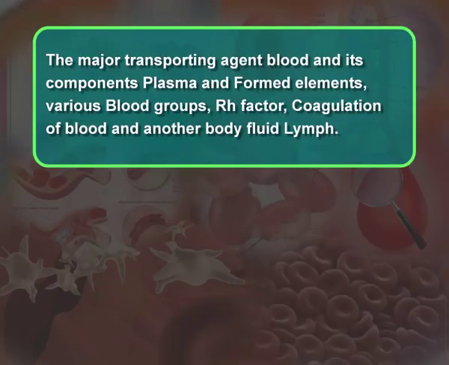We have talked about the major transporting agent blood and its components plasma and formed elements, various blood groups, Rh factor, coagulation of blood and another body fluid, lymph. In the next lecture, we shall discuss about the human circulatory system in detail.